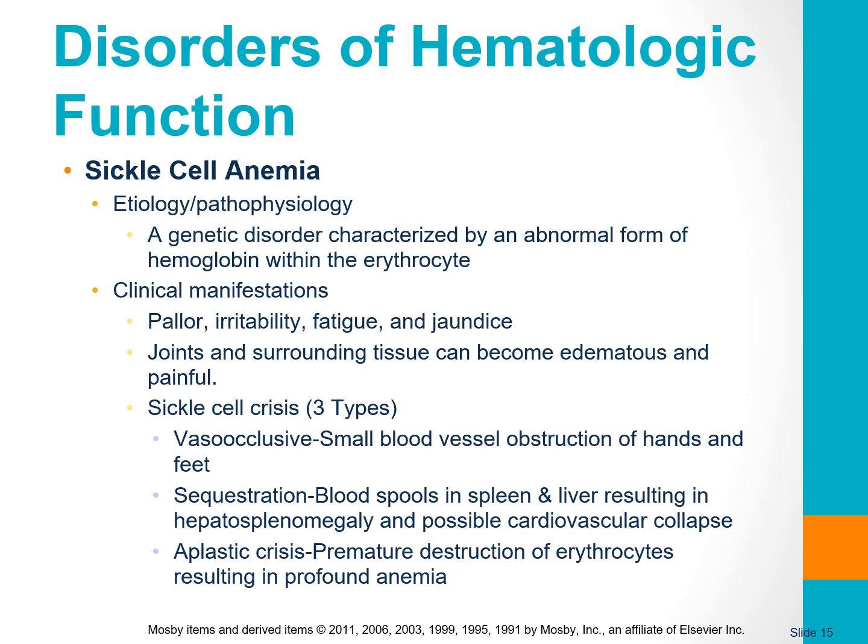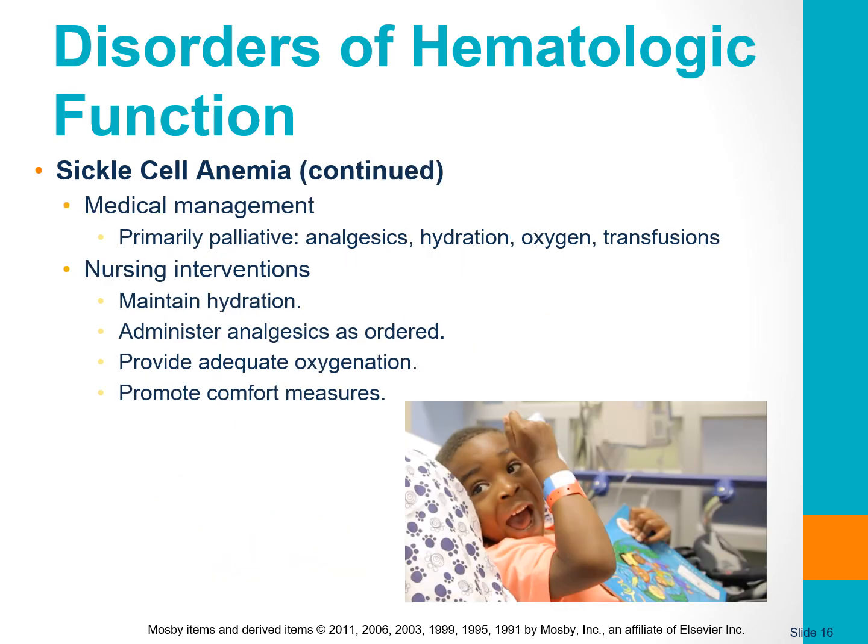So again, this is when the red blood cell is abnormal in shape and it can't make it through different systems in the vascular systems in the body. And depending on the severity, it can cause a sickle cell crisis. How do we manage it? Medical management is typically palliative, so symptom management essentially.